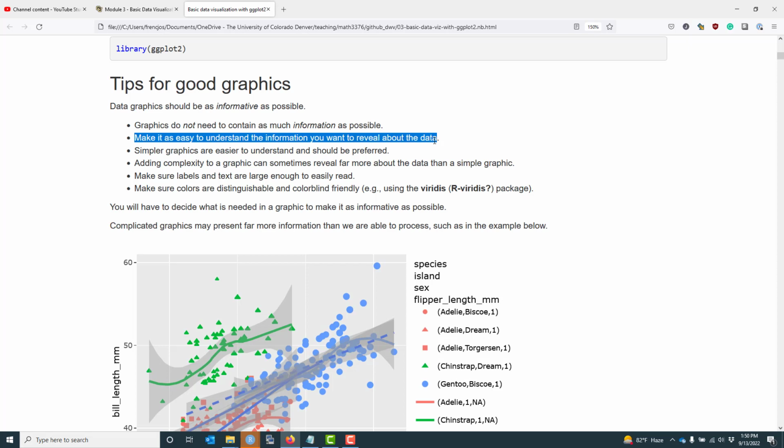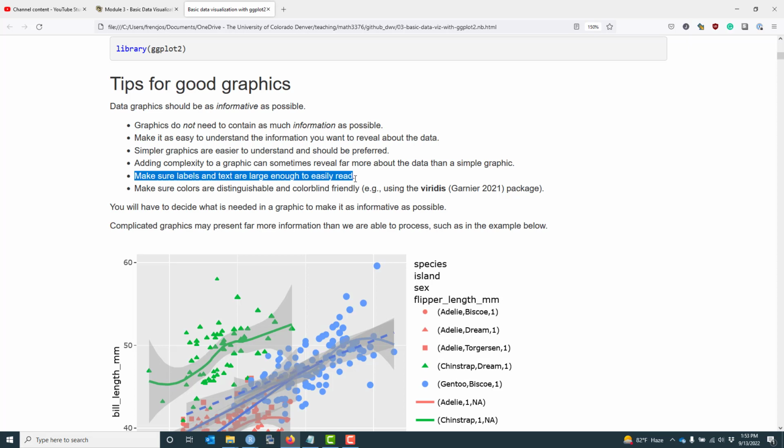If something's going to distract the viewer from understanding the information you want to highlight, then don't include it in your graphic. In general, simpler graphics are easier to understand and should be preferred. However, sometimes adding complexity to a graphic can reveal far more information about the data than a simple graphic would do. In addition to these general philosophical tips, make sure that any labels or text that you include in your graphic are easy to read.